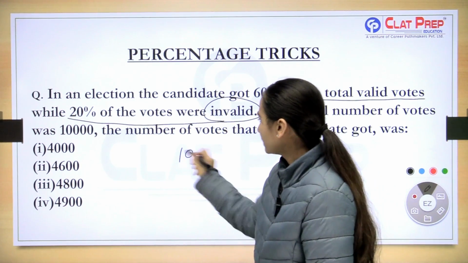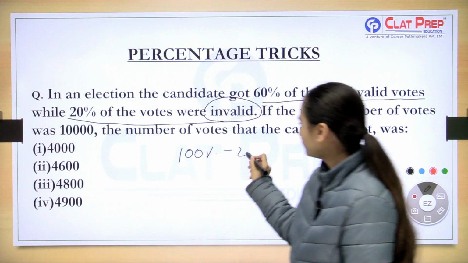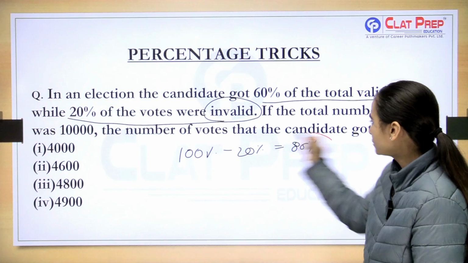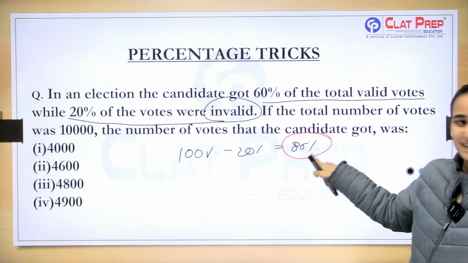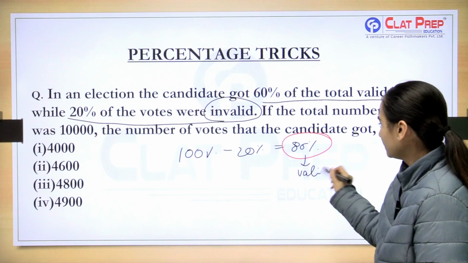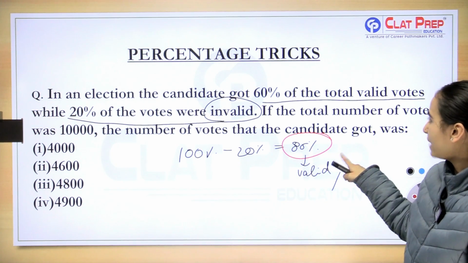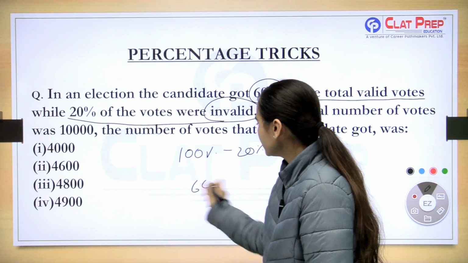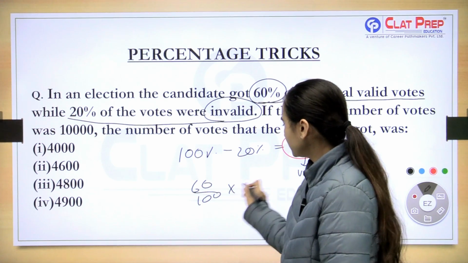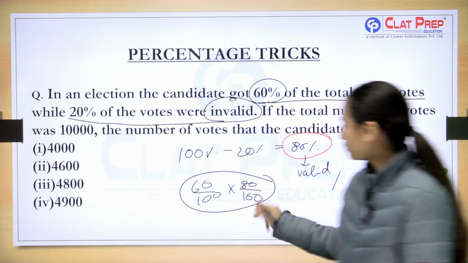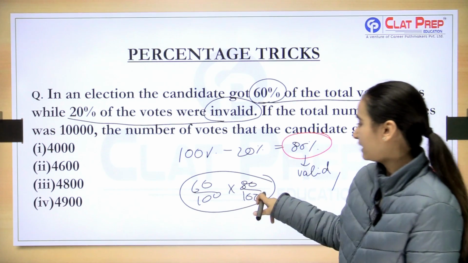So, out of the total 100%, if 20% of the votes were invalid, it gives us 80% of the votes which are valid. Now, out of these 80% of the valid votes, the candidate got 60%. Here, 60% of 80% valid votes. Now this is the number of total votes which the candidate got.